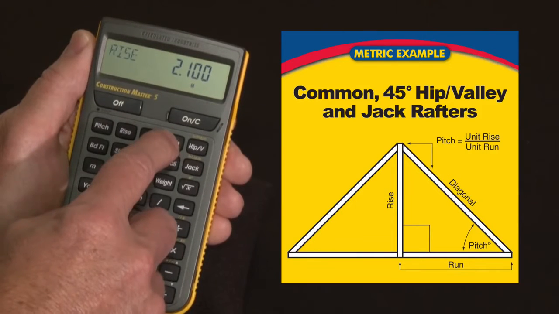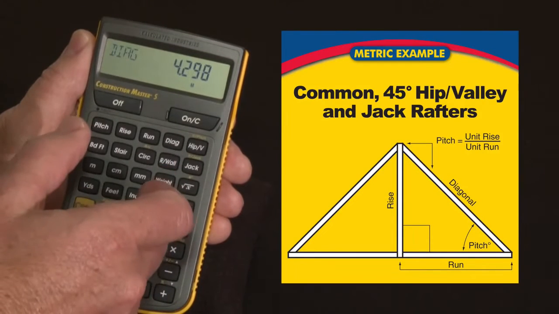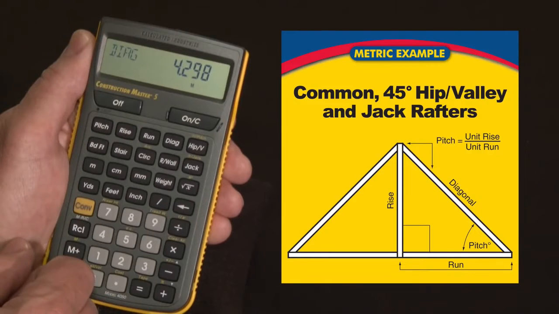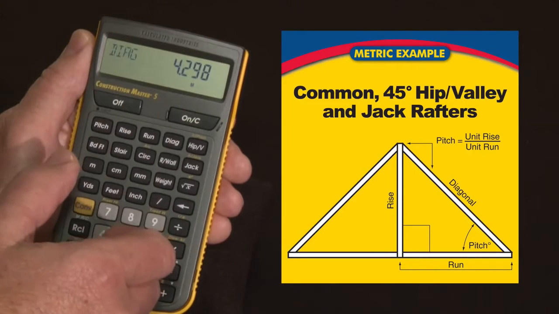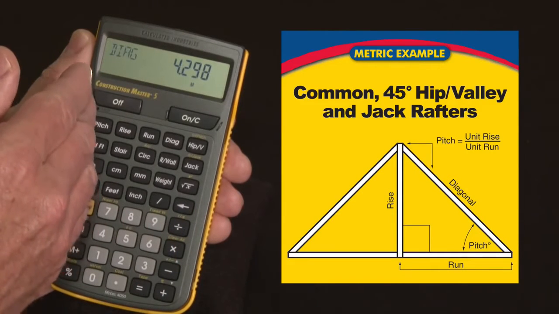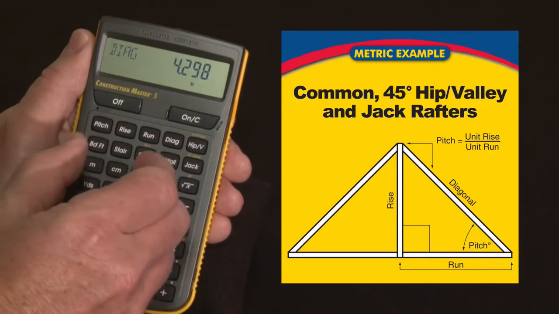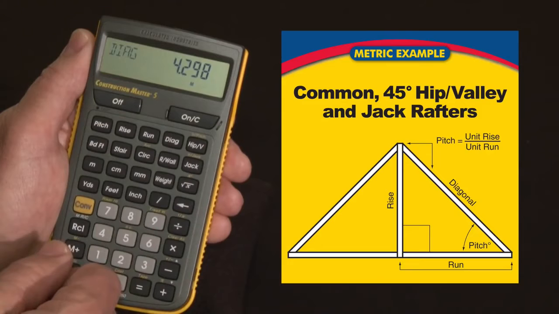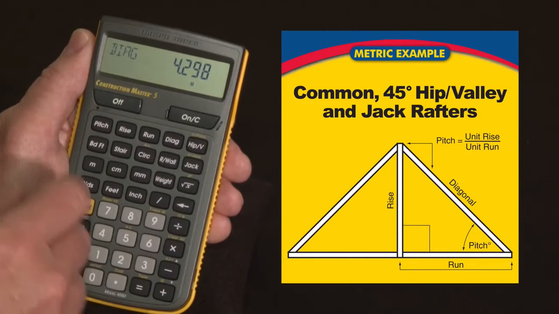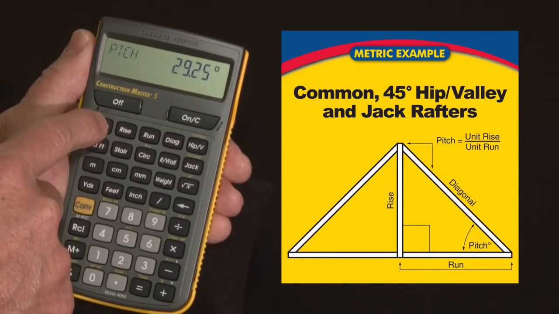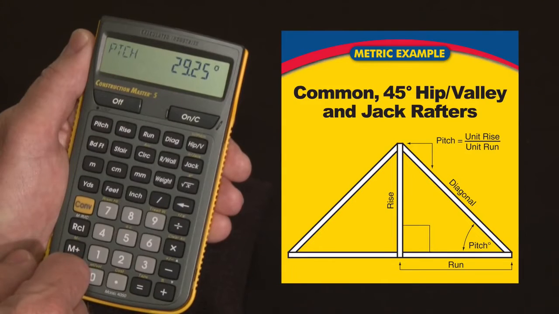And all I do is press the diagonal key, and it gives me the hypotenuse. It's 4298 millimeters, and that's point to point. That's exactly the center of the ridge to the outside edge of the plate. So you're going to need to adjust for half the thickness of the ridge and add any kind of overhang that's necessary. You can also see what the pitch is. Press this here. It's a 29.25 degrees roof.